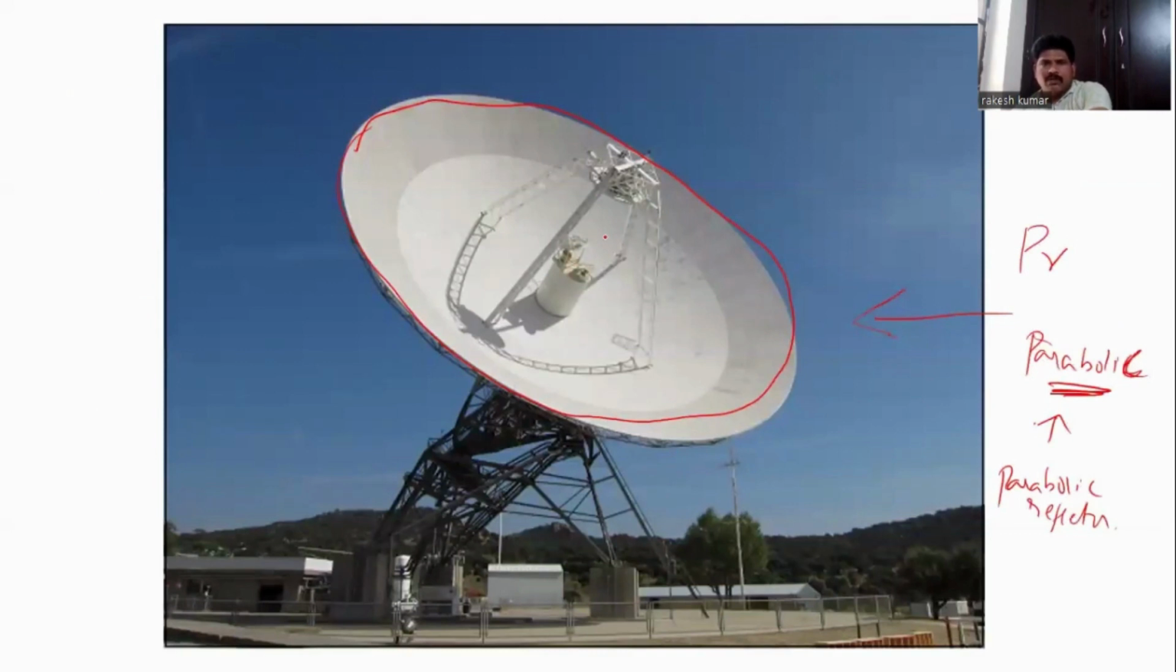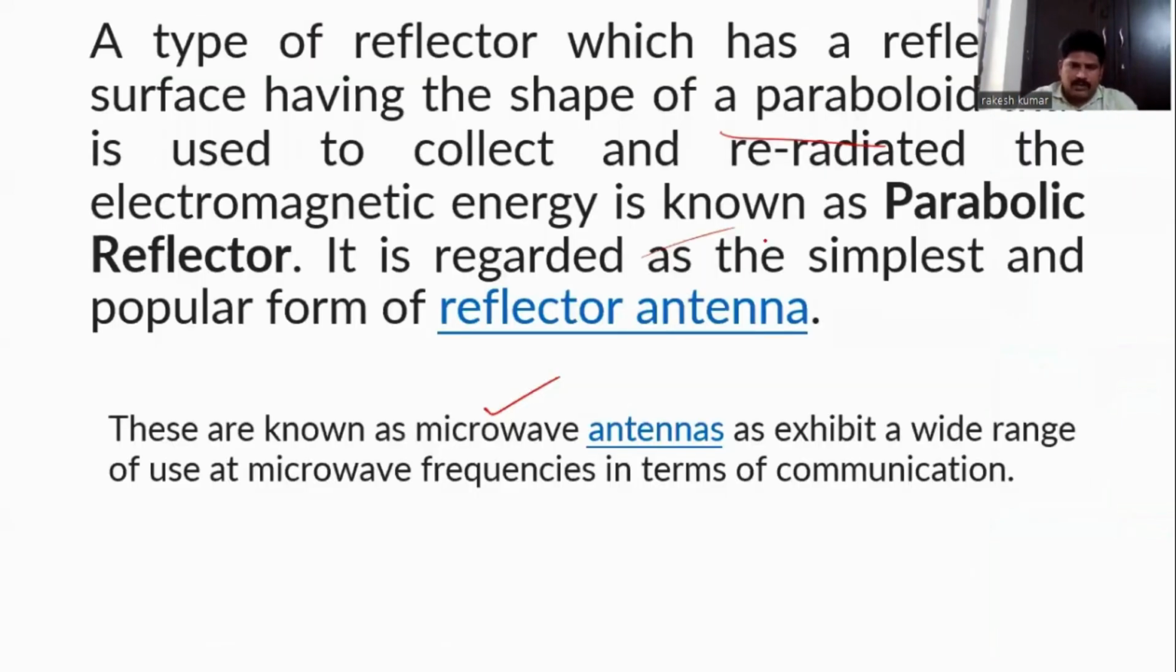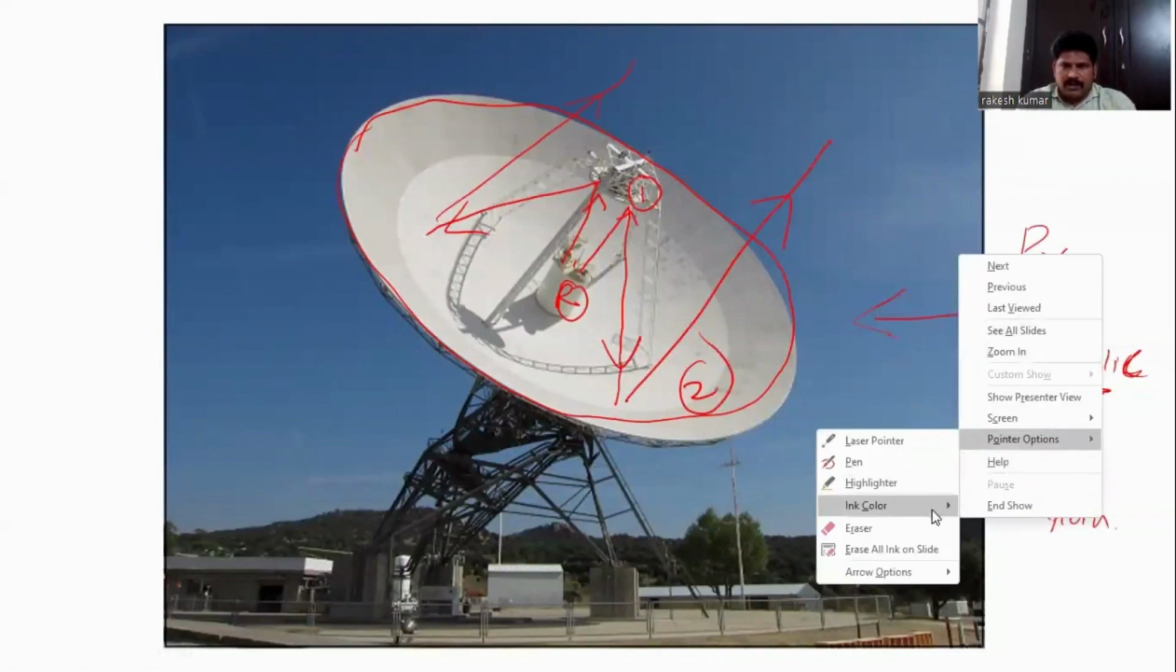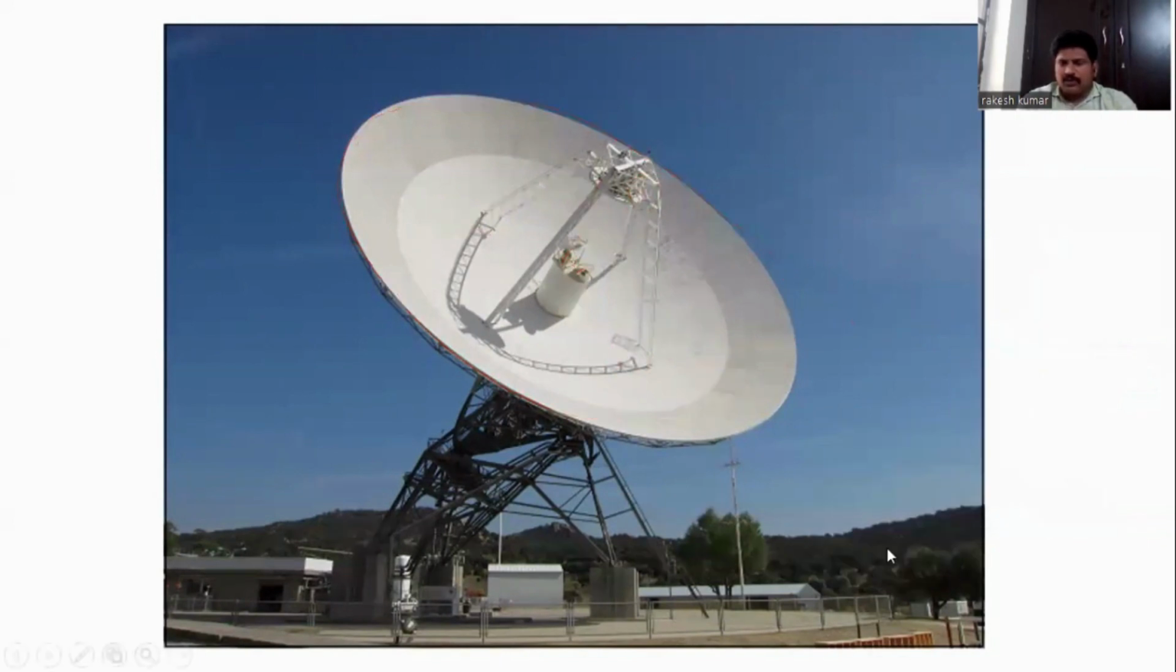Let us observe here. How many reflectors are there? This is my primary antenna. First the waves will fall on the first reflector. Again, they fall on this second reflector. Then all the waves will move in a particular direction. If you observe here, totally two reflectors are there.